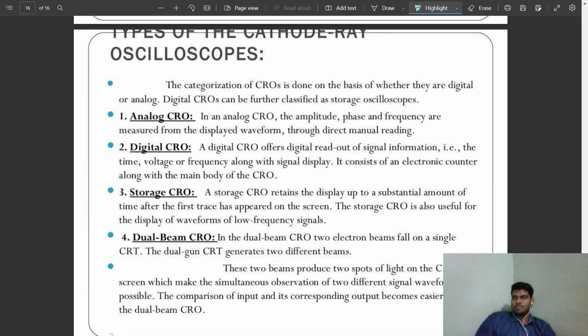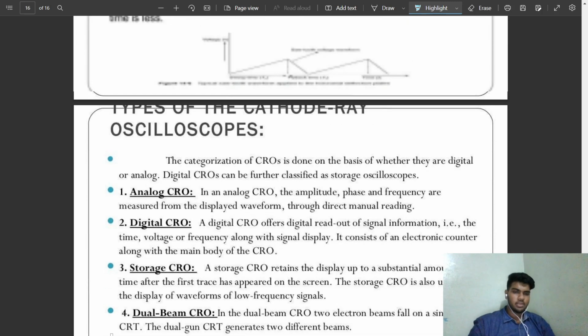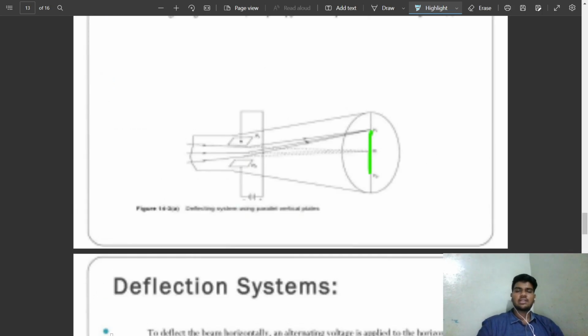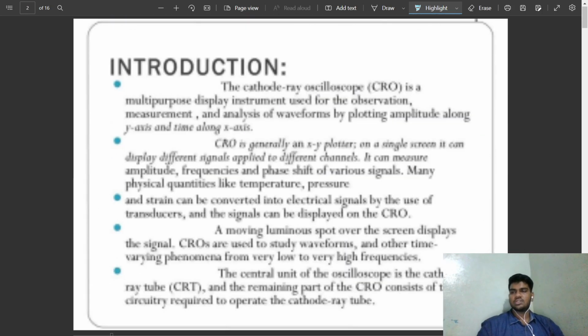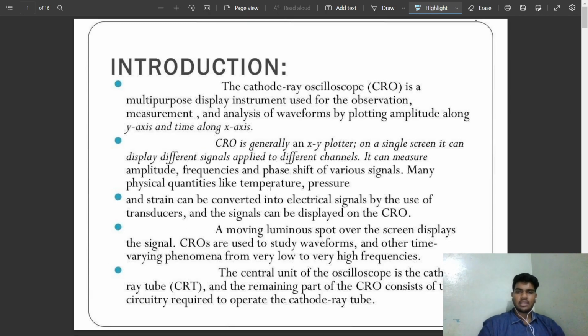Dual beam means we give the input signal to it, which will be a single sine form or waveform, and then the output of it. The time period will be fixed so that the waveform does not go out of range. It means it won't get cut off the screen which is provided. We adjust the time period, the voltage, and the amplifier so that we are visibly able to compare the input and the output on the screen. So these are the types of CROs which we have covered, and this is the cathode ray oscilloscope.